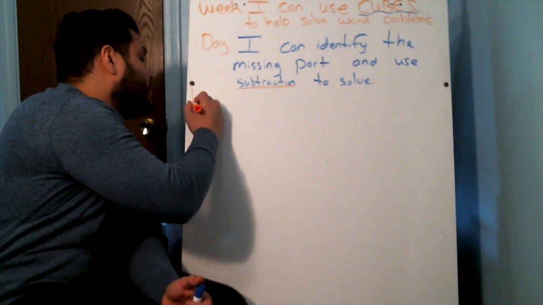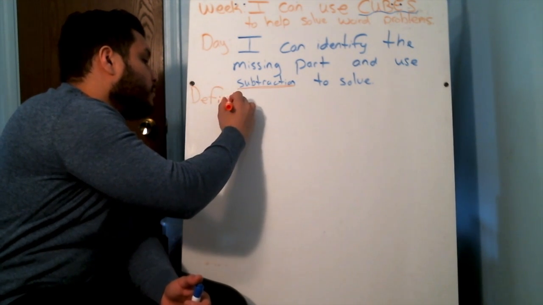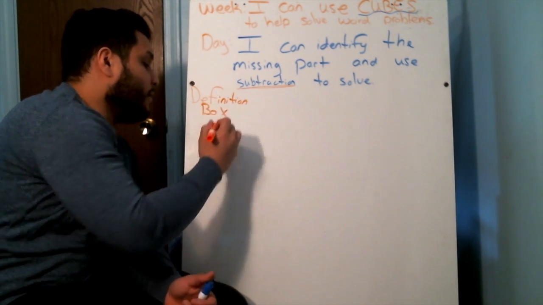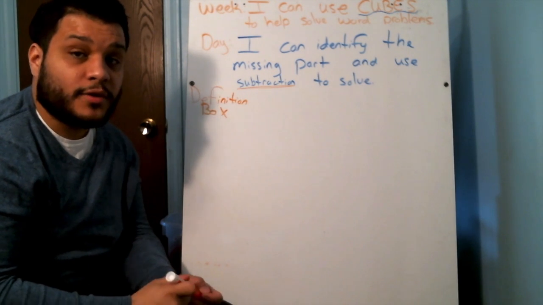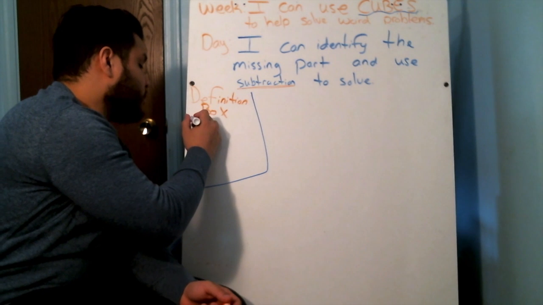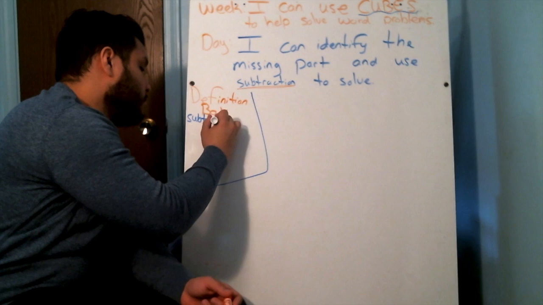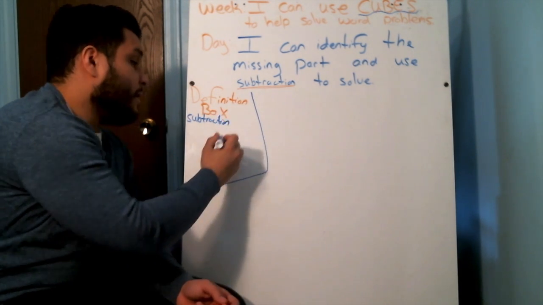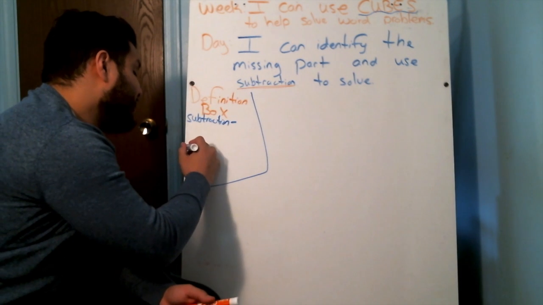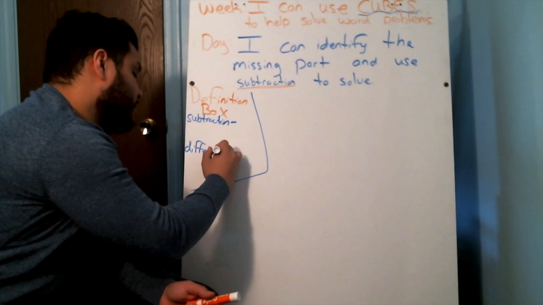We have our definition box. And the two words that are going to be in our definition box, you guessed it, the first one is going to be subtraction. And the next one is going to be difference. Say it with me, difference.